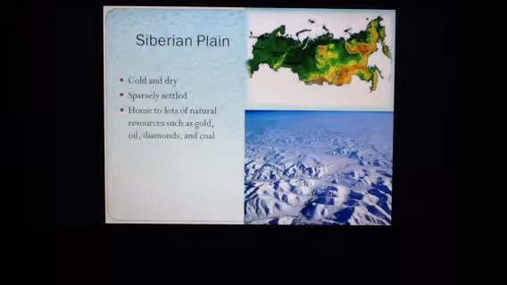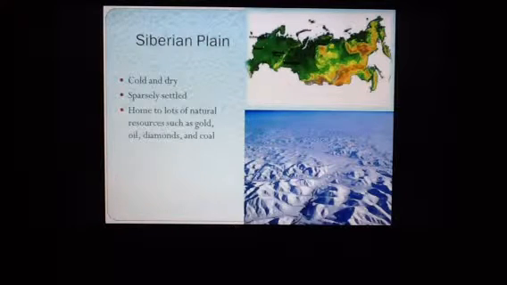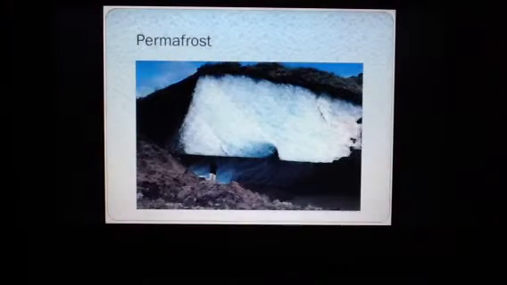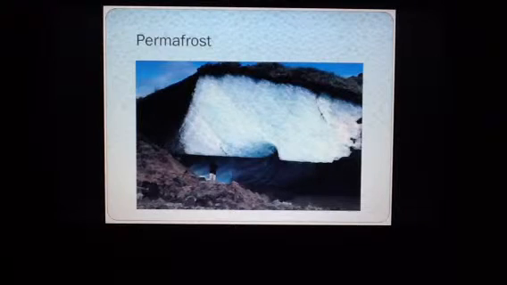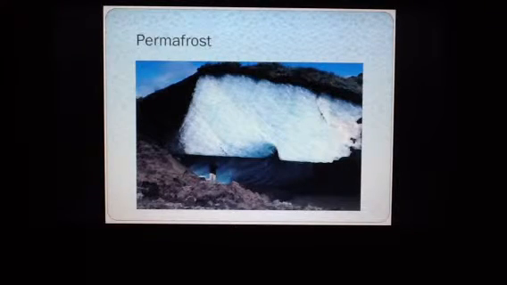Beyond the Ural Mountains, we have the Siberian Plain. The Siberian Plain is cold and dry. It's very sparsely settled. It's Siberia, and when you think of Siberia, you think of vast, cold areas. But it's home to a lot of natural resources, like gold, diamonds, oil, and coal, especially the oil. That's the big one right now. One of the features of this area is permafrost.